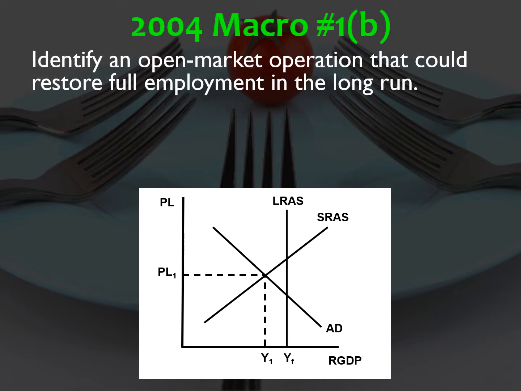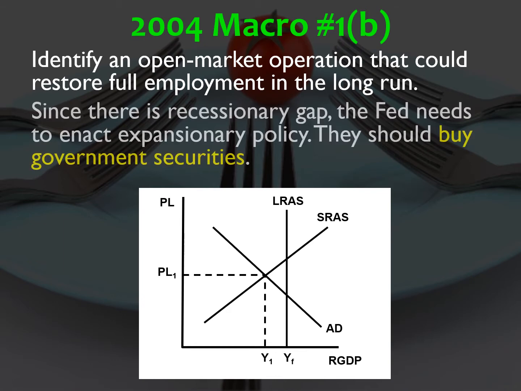B, identify an open market operation that could restore full employment in the long run. Now remember, open market operation means the Federal Reserve or the central bank buying bonds or selling bonds. Since there's a recessionary gap, the Fed needs to enact expansionary policy, so they need to buy government securities or buy government bonds.